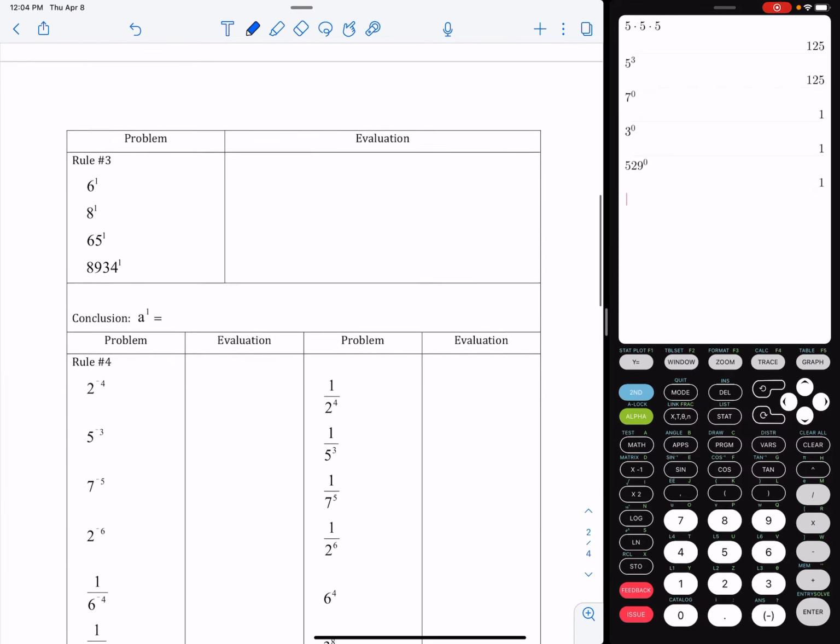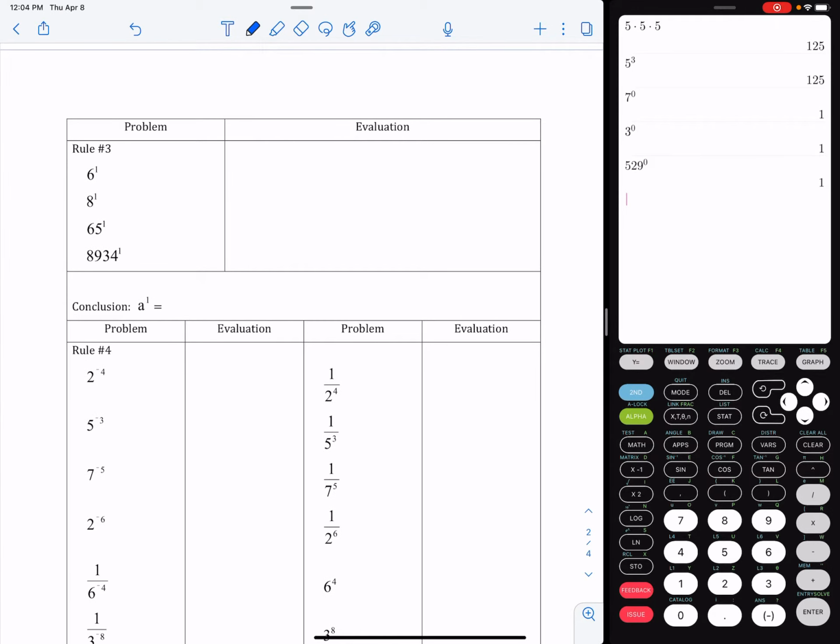And then we go to the next rule. And the next rule is taking everything to the 1st power. So 6 exponent 1, and you'll notice you get 6 back. 8 exponent 1, notice you get 8 back. And then when you do 65 to the 1st power, you get 65 back. So I bet on the last one, you're going to get 8,934 back. So what could we say about anything to the 1st power? Well, anything to the 1st power is itself.